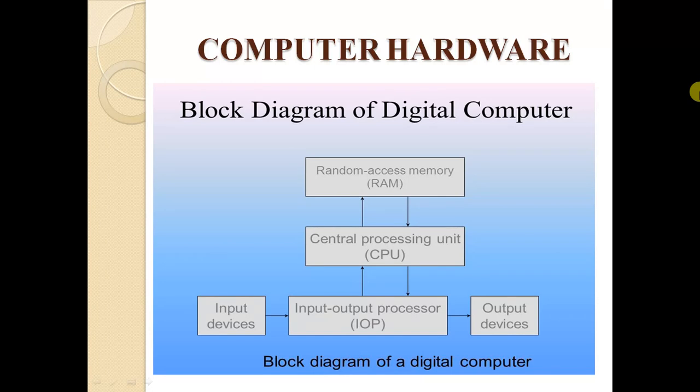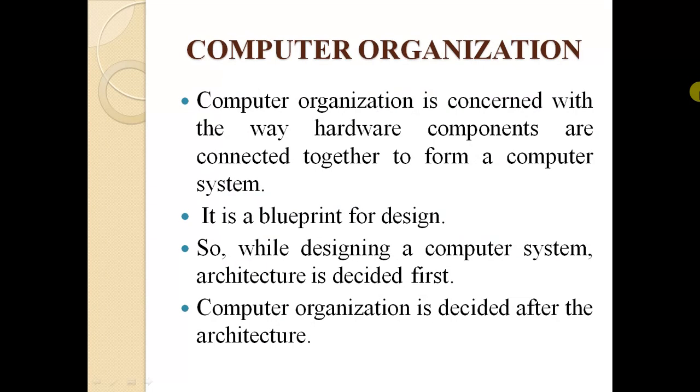The input and output processor contains electronic circuits for communicating and controlling the transfer of information between the computer and the outside world. The input and output devices connected to the computer include keyboard, printer, terminal, magnetic disk drives, and other communication devices. Computer organization.